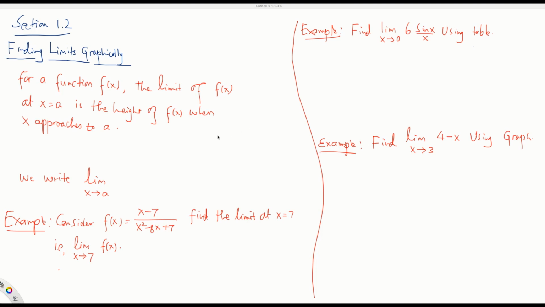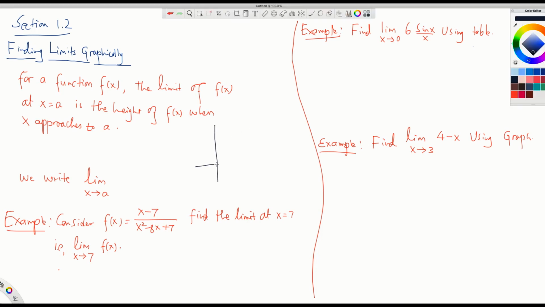For example, suppose this is the graph of a function f(x). Now suppose there is a point A and you want to find the limit at point A. How do I find the limit at point A? The idea is you approach A. You can get close to A from this direction and from this direction, from both directions.